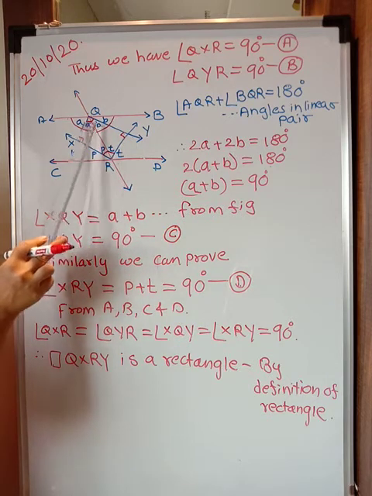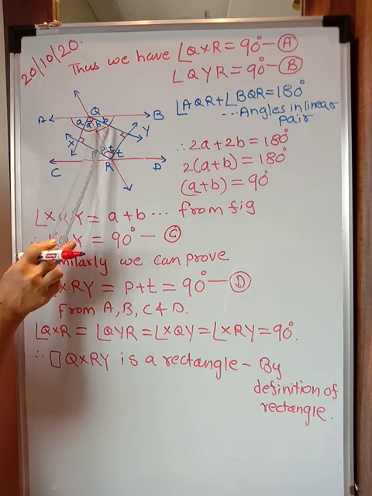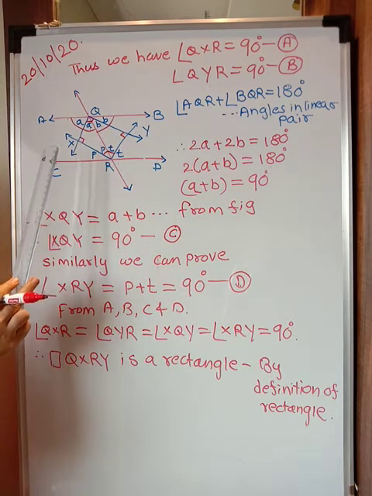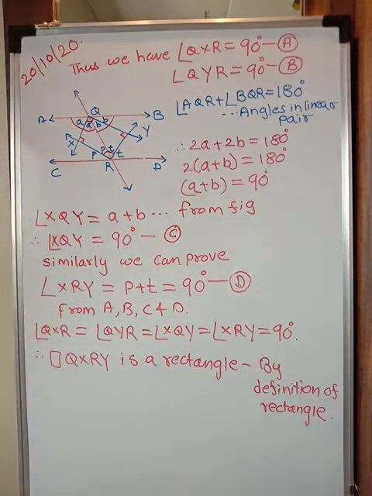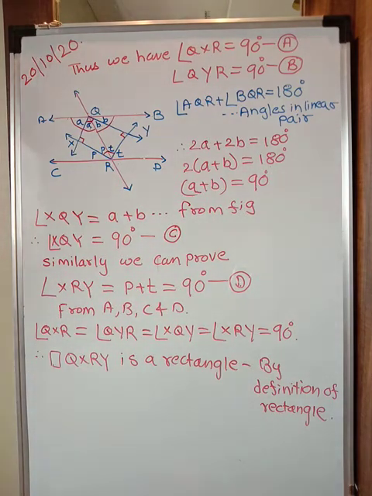And for proving this, we have used angles in linear pair, by which we got A plus B is equal to 90. Similarly, P plus T is also equal to 90. And then we can prove that this quadrilateral is nothing but a rectangle because all the angles are now 90 degrees. Is it clear, everybody? So this is the end of our second topic.